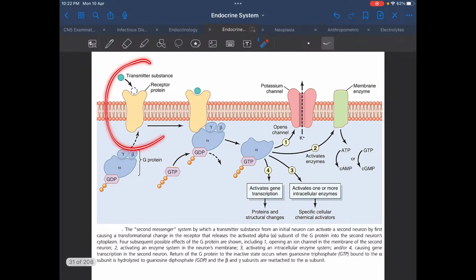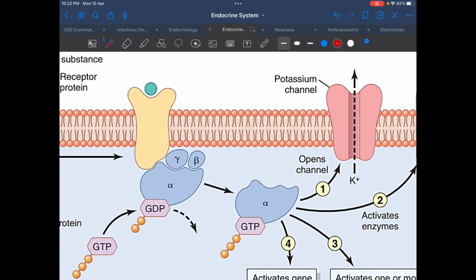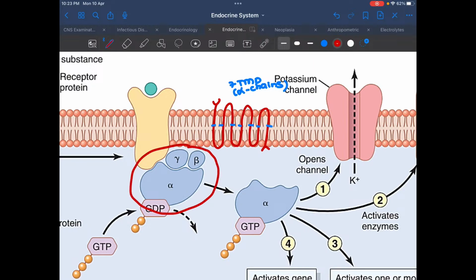Whenever a transmitter binds to this receptor, how is this receptor framed? It's a serpentine receptor. What do I mean by a serpentine receptor? It has these 1, 2, 3, 4, 5, 6, 7 transmembrane domains. They're mainly made up of alpha chains, the secondary structure of proteins. And what are they linked with? They're linked with this protein known as a G protein. It has 3 units: alpha, beta, and gamma.